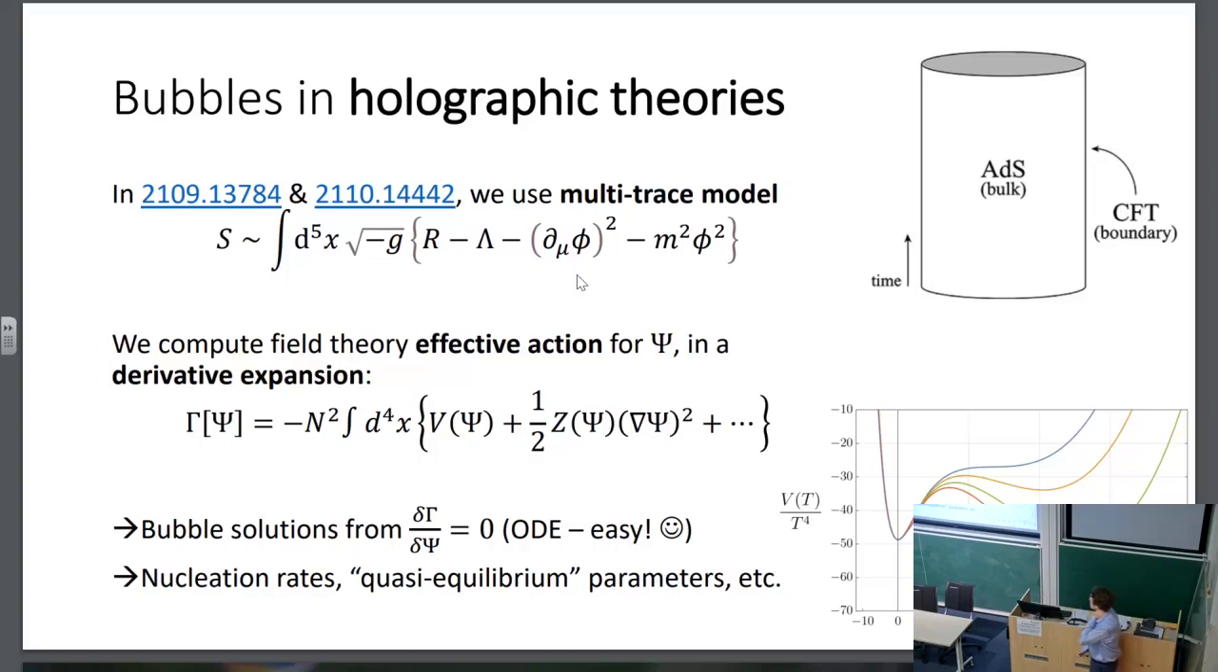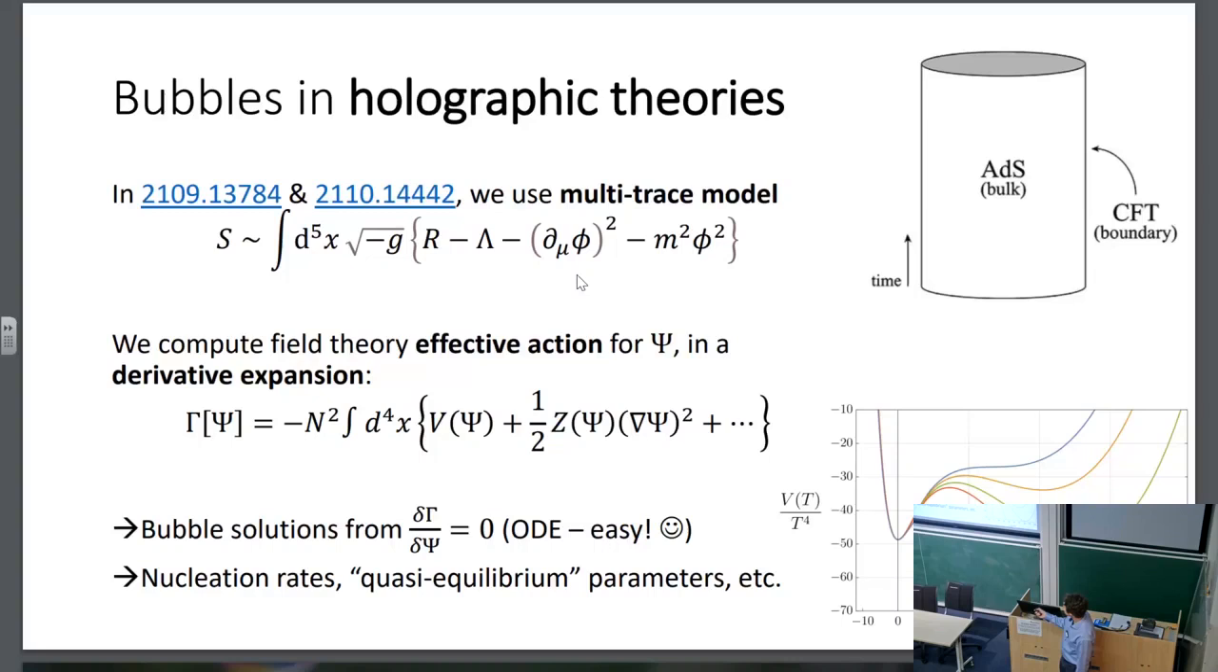And we compute this. We study bubble nucleation by computing the field theory effective action for psi. Okay, so one way to study this would be to just try to find the gravity dual of a bubble solution and compute its action, but this requires PDEs and it's annoying. No one likes PDEs.